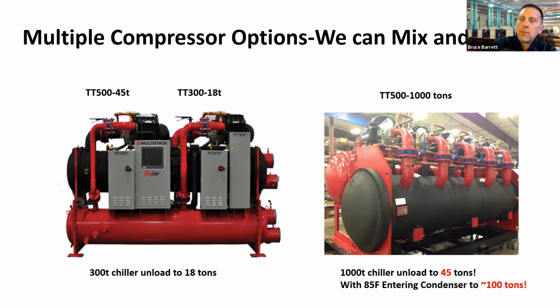And to about 100 tons with 85 or warm condenser water. You think about this, it's a vacation weekend. You got a 1,000-ton chiller in that room. Your condenser water is not going to cool down in a hot Kansas City day over the 4th of July. You need that chiller still to turn down. We can do that because we're operating one compressor.